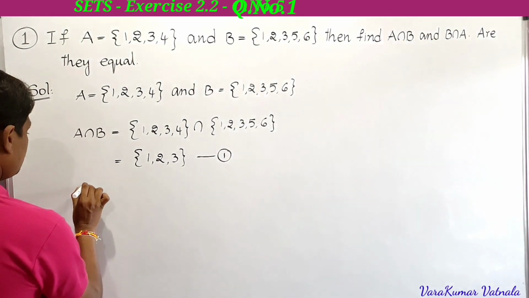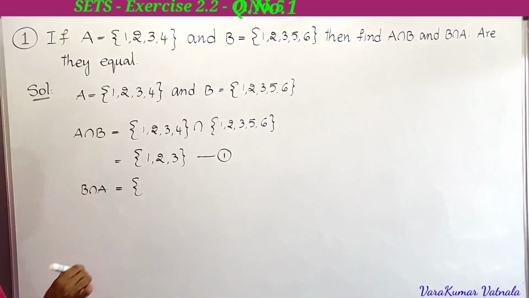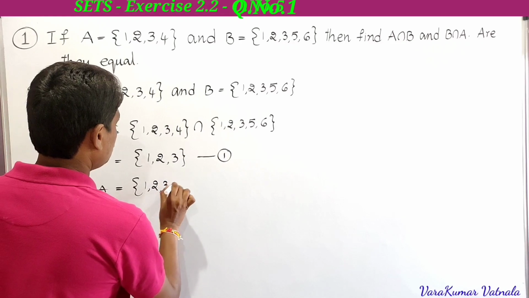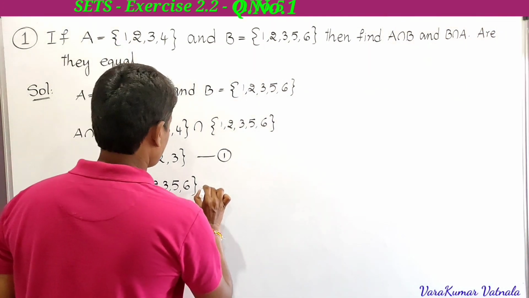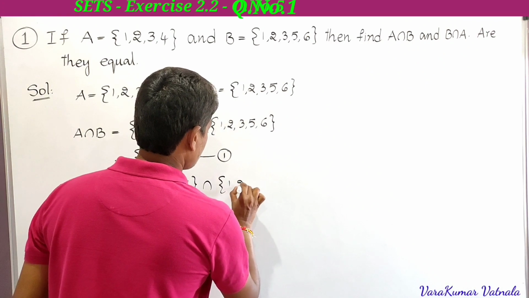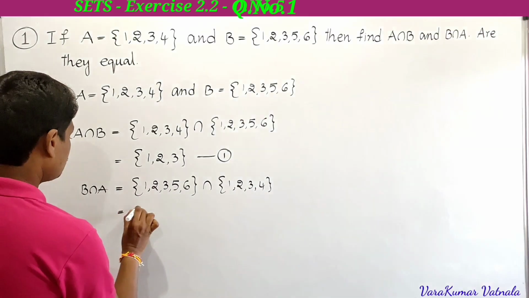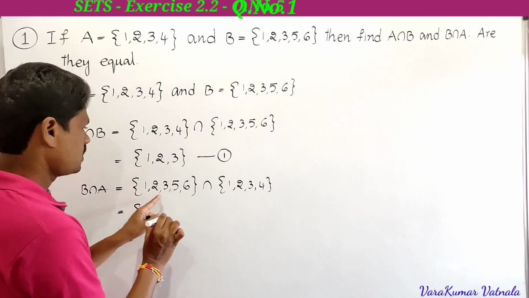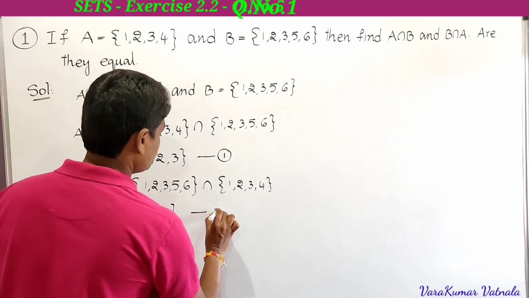Let it be equation number 1. So next we have to find B intersection A. So first we have to write set B, then after that we have to write A. So B is equal to what? 1, 2, 3, 5, 6. So this is set B intersection. What is set A? Set A is 1, 2, 3, 4. So again I have to write only the common elements of both the sets. 1 is present in both the sets. 2 is also there. So next 3. That's all. 1, 2, 3. Let it be equation number 2.